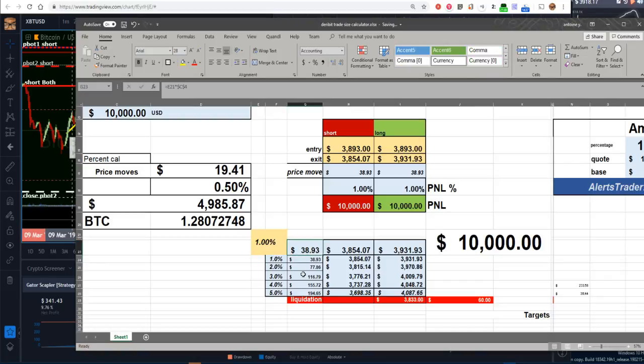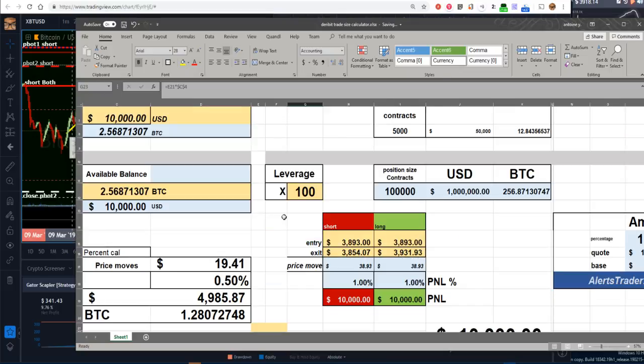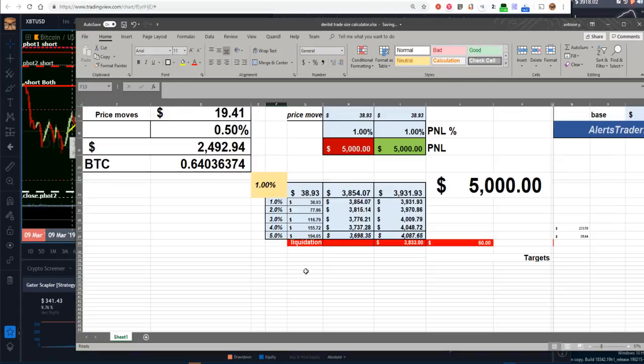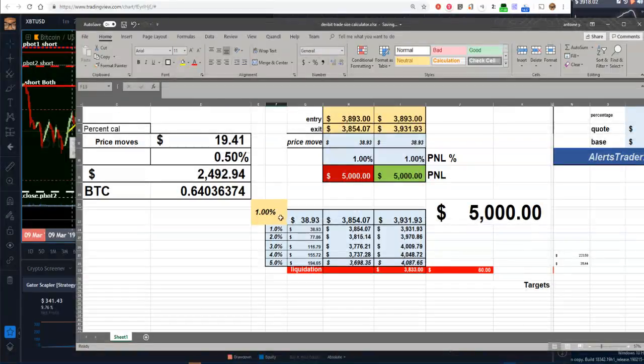So the price can only move against you 1% before you get liquidated, because you only got $10,000 in the account. It says it right here. That's all you got in there, so you can't go 2% against you. Now you can with this. If I put this down to 50, now you've got yourself some room. You can go 2%.